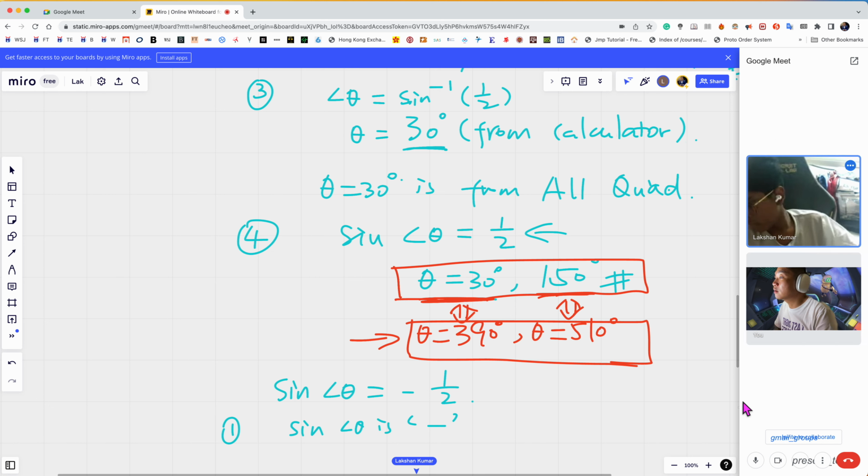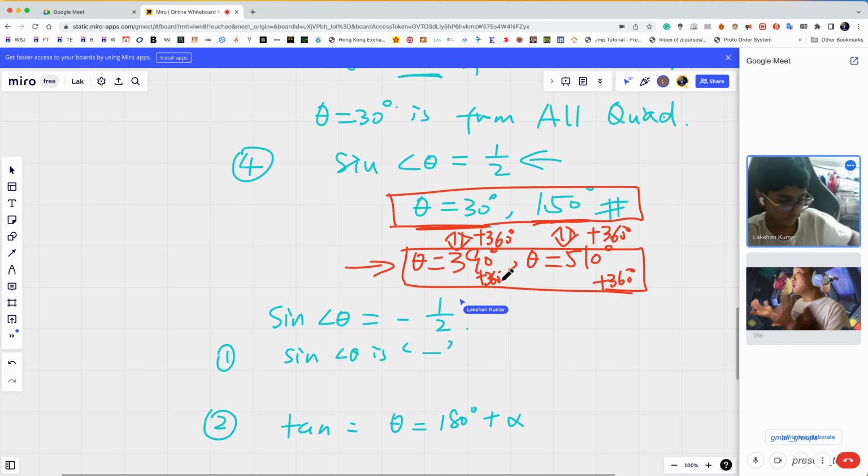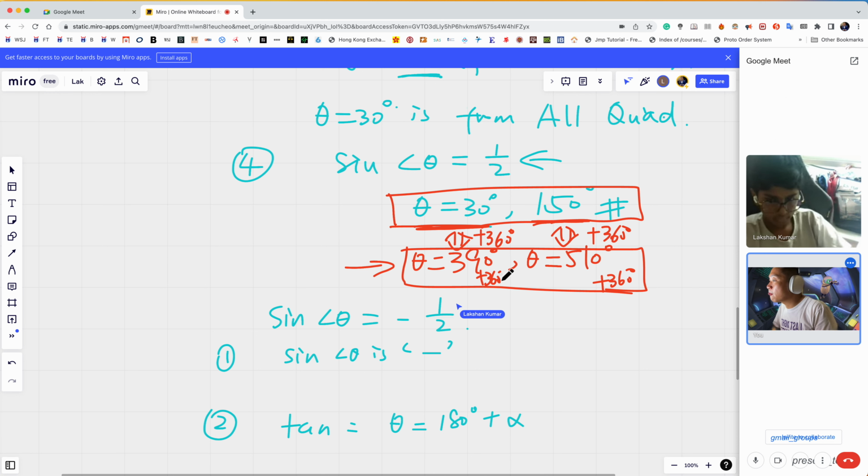Why? Because you can keep on adding 360 to the previous answer. What we have done here is I add 360 degrees to the 30, I add 360 to the 150. In fact, I can add 360 to 510, I can also add 360 to 390. I can go on and on to infinity. And why we stop at the first two is because actually we are not supposed to stop at the first two, because this question has no range.